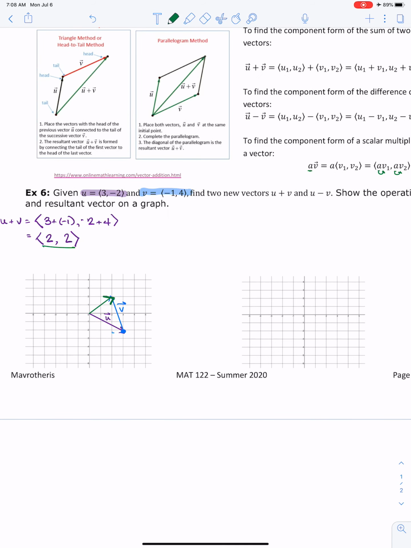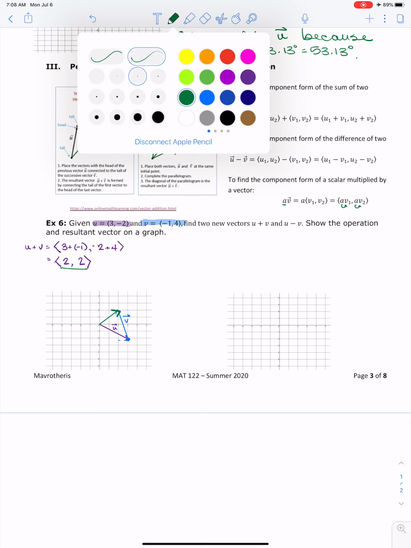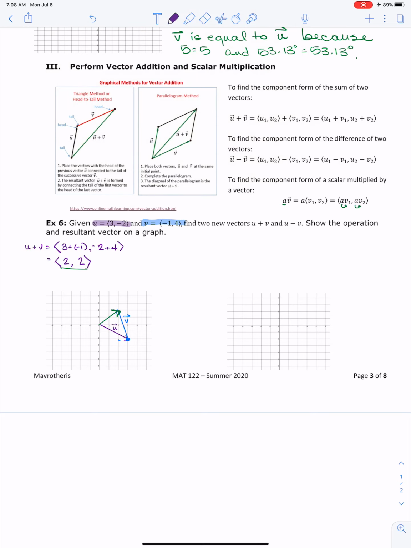Okay, let's take a look at what happens when we subtract these. I'm going to go ahead for this one. I'm going to do the actual subtraction first, and then I'm going to graph it and show you how I'm thinking about this. So I got u minus v. Component-wise, 3 minus negative 2. Sorry, not minus negative 2. 3 minus negative 1.